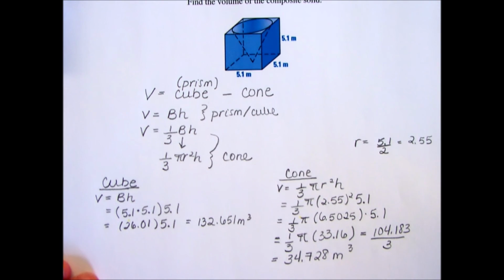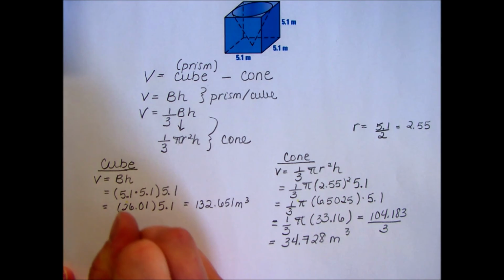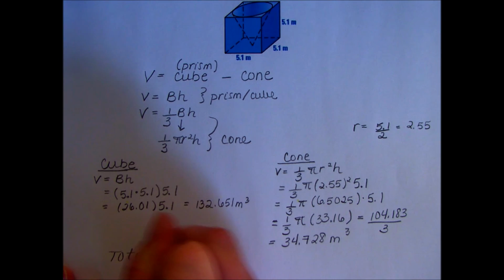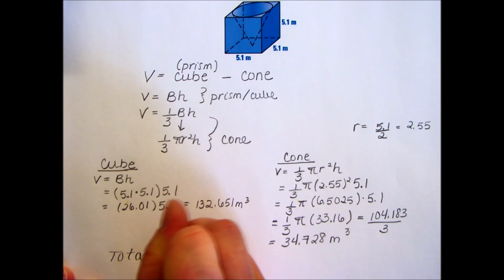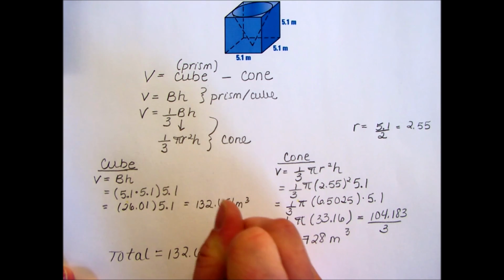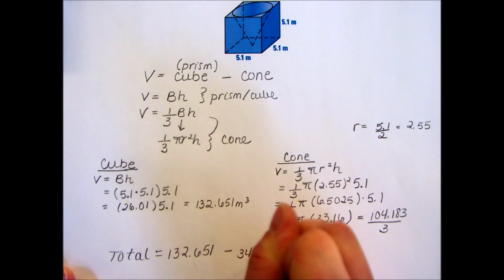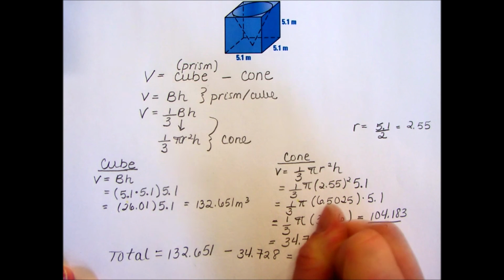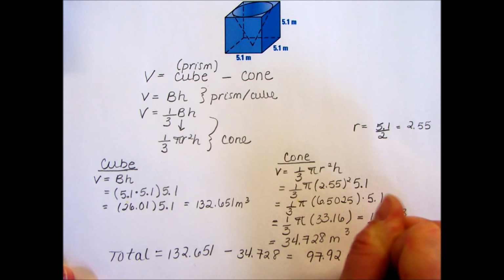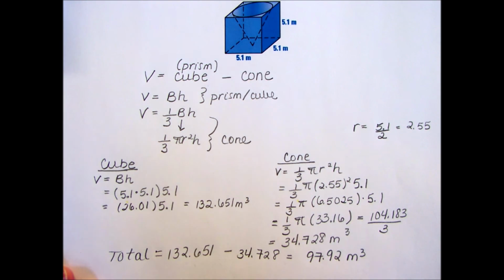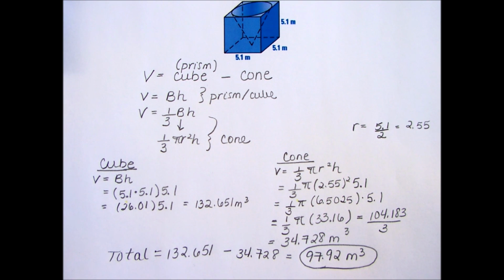34.728 meters cubed. To get your final answer, your total volume of the composite solid, you're going to take your cube volume, which you found to be 132.651, and subtract from it the volume of the cone that we just calculated, 34.728, to get a final answer of 97.92 meters cubed for the volume of this composite solid, a cube with a cone being removed.